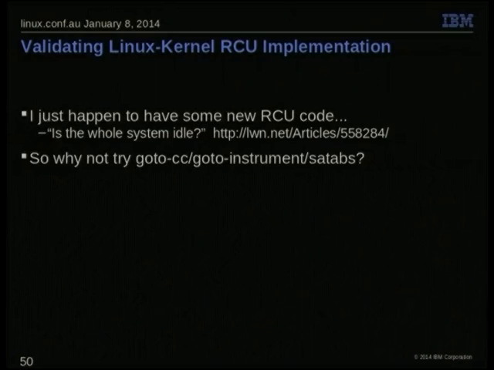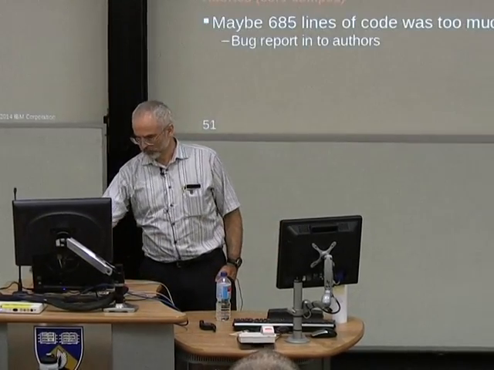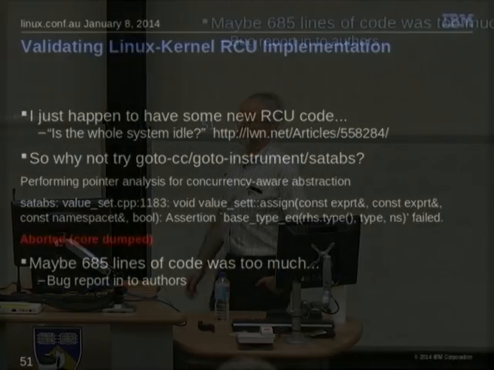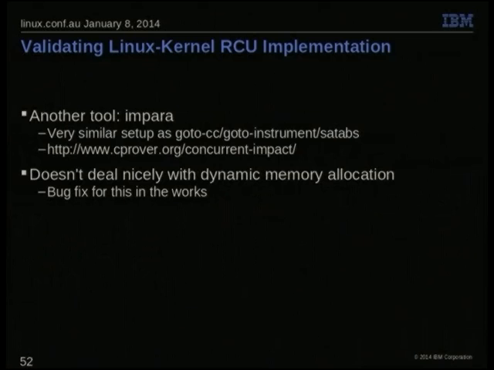So I just happen to have some new RCU code. It's covered. John wrote an article on Is the Whole System Idle? And we've done a bunch of testing on it and also some review, but why not just try this stuff and see what happens? Unfortunately, that happens. It's quite possible 685 lines was too much. I sent a bug report in and they found something or another, and maybe I'll get a fix at some point. But they've got another tool called Impara.